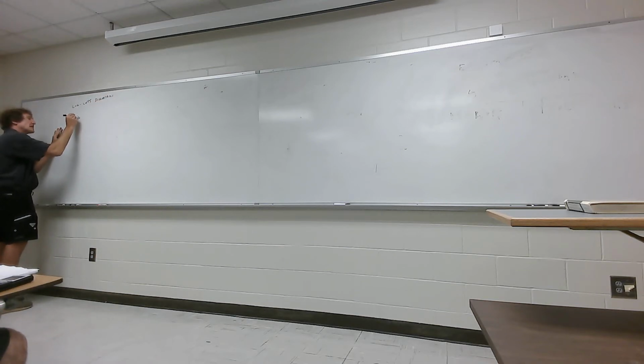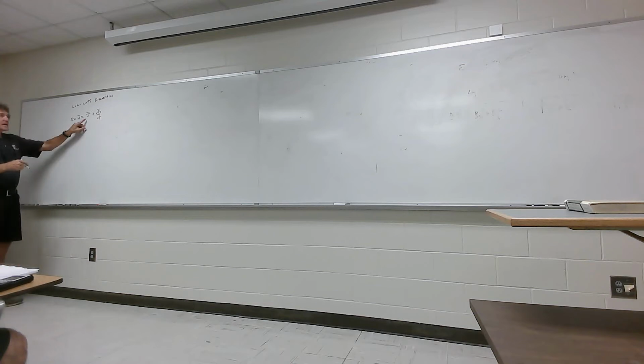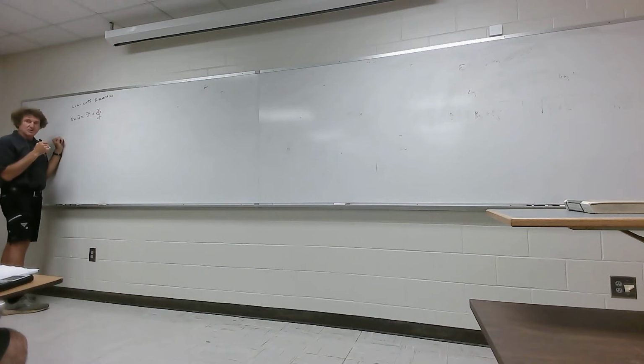Normally you have curl of H is equal to J, right, plus the partial of D with respect to t. Now J in this equation, that's real current flowing, current density. It means charge is moving a significant distance. This is called displacement current, right? Partial of D with respect to t.